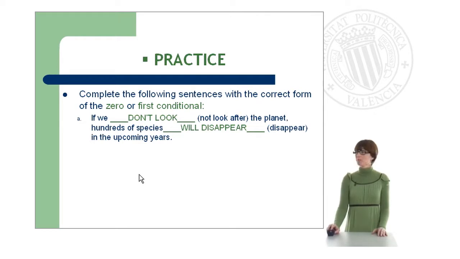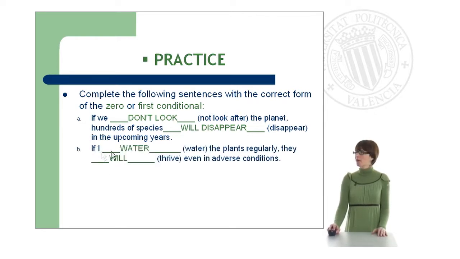Let's have a look at the next one. If I water the plants regularly, they will thrive even in adverse conditions. Again, this is an example of a first conditional with present and future.